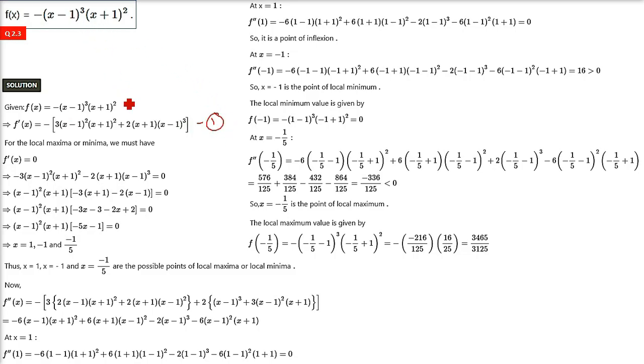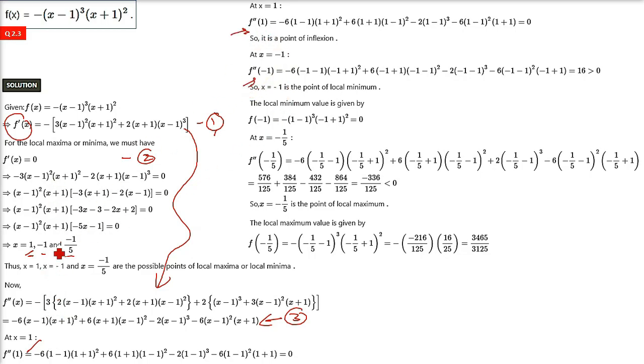First of all, this differentiation has to be equated to 0. You will get 1, -1 and -1 by 5. Once you get these three critical values, you have to find out f double dash x, that is the double differentiation. Once you do the double differentiation, you are going to get a certain expression. And in this expression, we have to replace x by 1, -1 and -1 by 5.